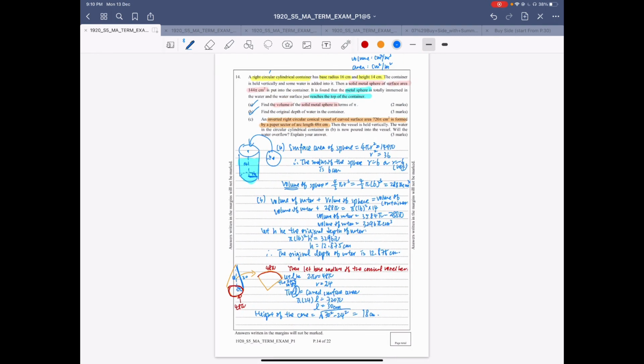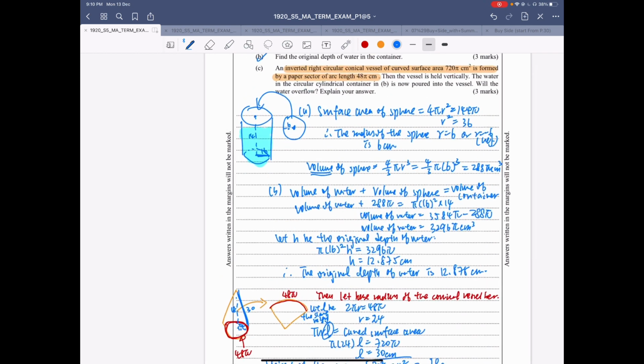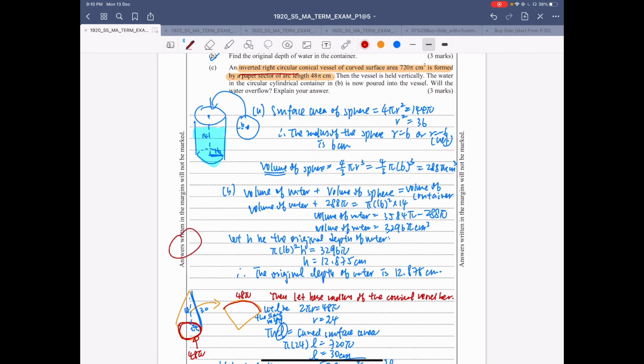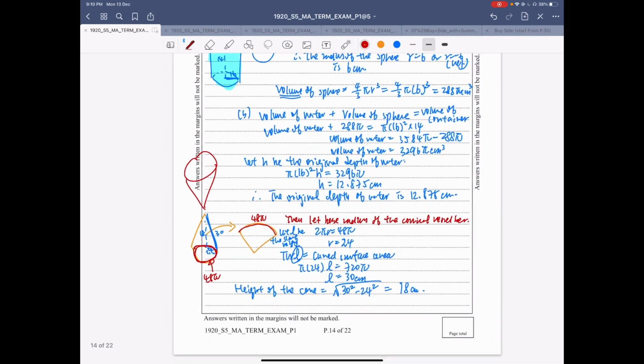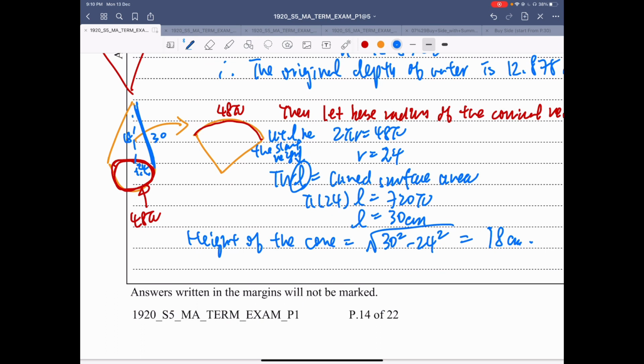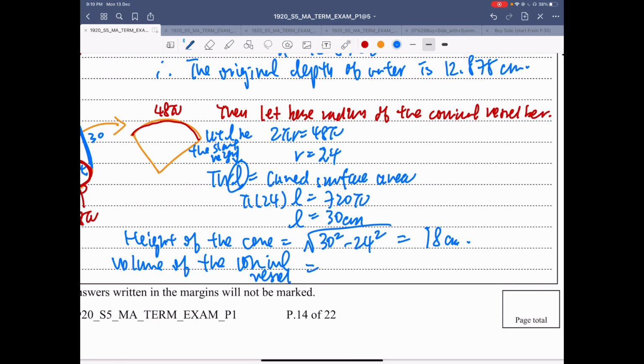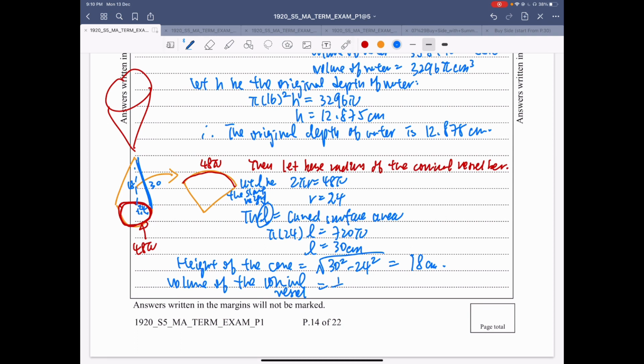So you now have basically the information. Also remember, it is an inverted right circular cone, so it should be inverted like this. After we know the height, we can find the volume, meaning the capacity of the conical vessel. Remember the volume of a cone is 1/3 times pi r square h, which equals 3,456 pi cm cube.